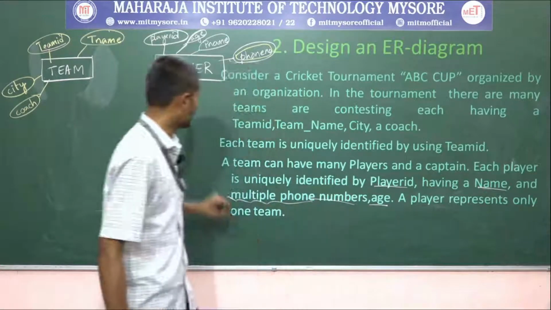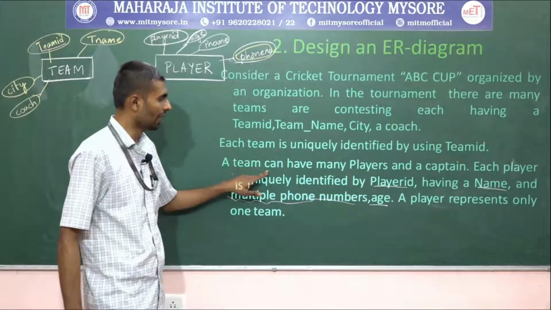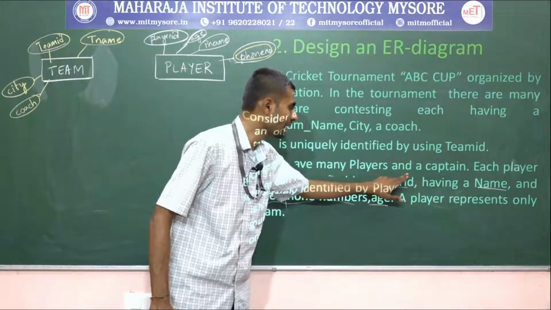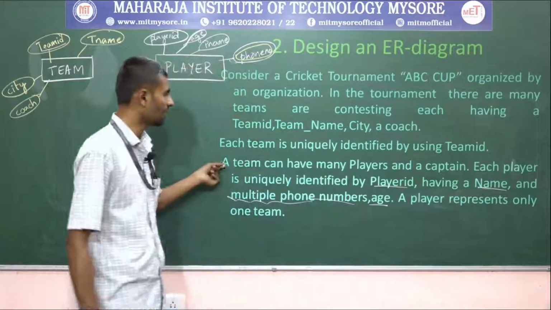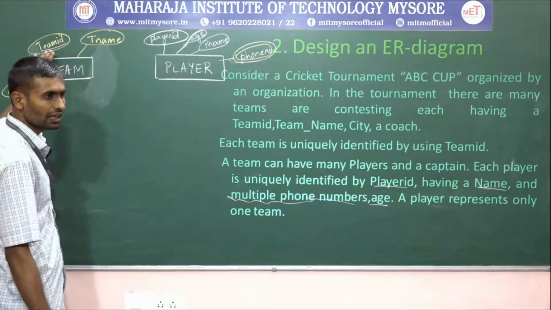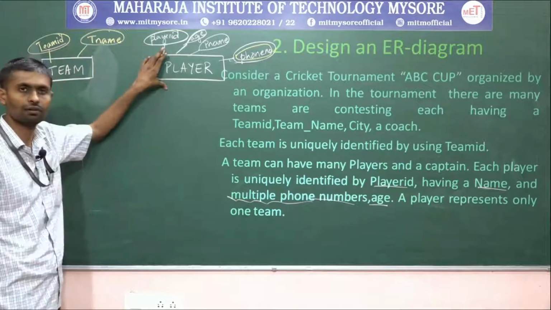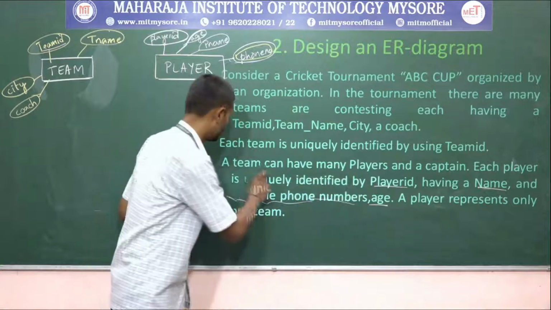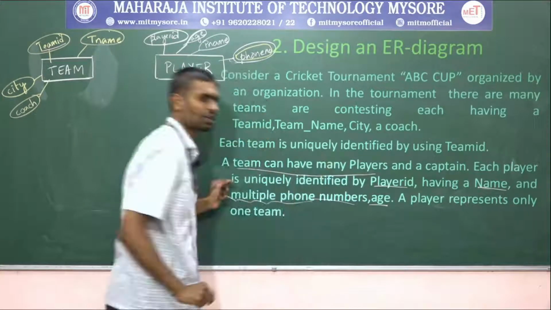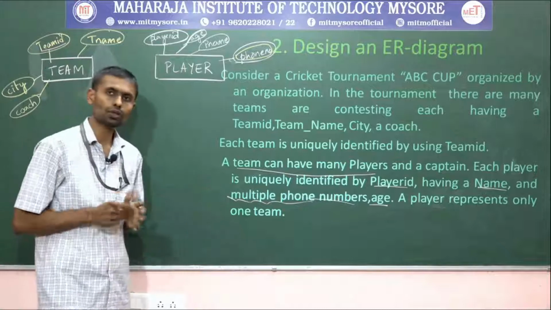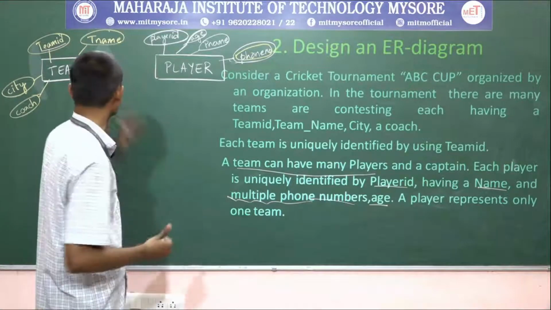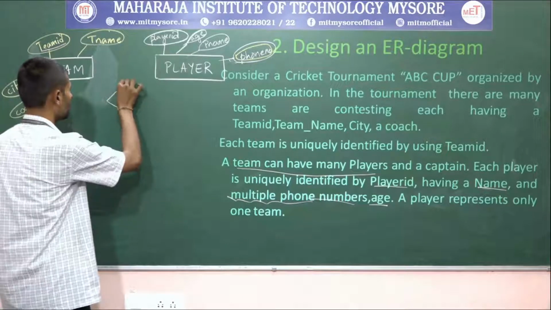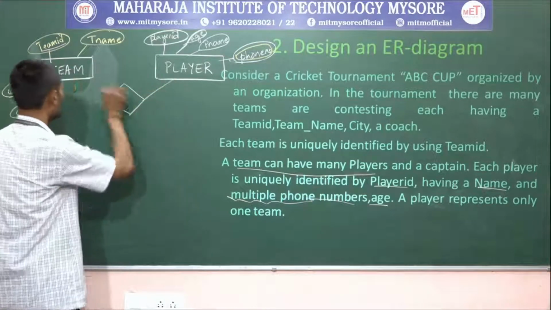Then after that, guys, when I go with a team can have many players, it's an indication that we are having a team kind of entity type and a player kind of entity type. So a team can have many players. This statement is telling us it is better to build one relationship between the team and the player. So let me construct one relationship type between this player and the team.